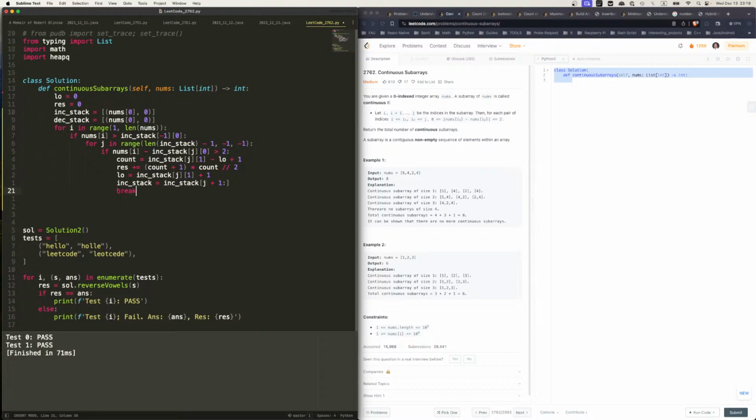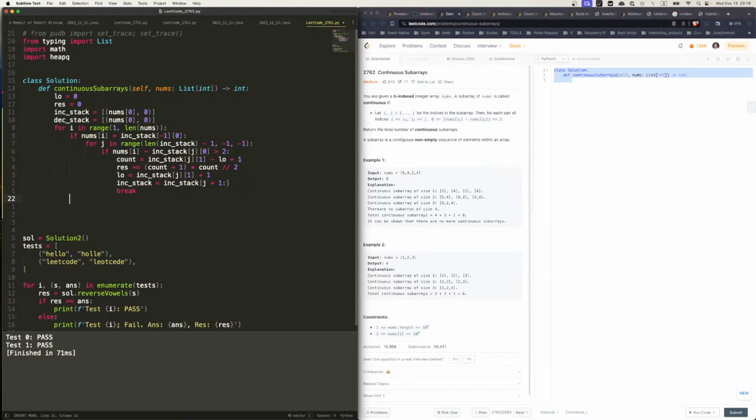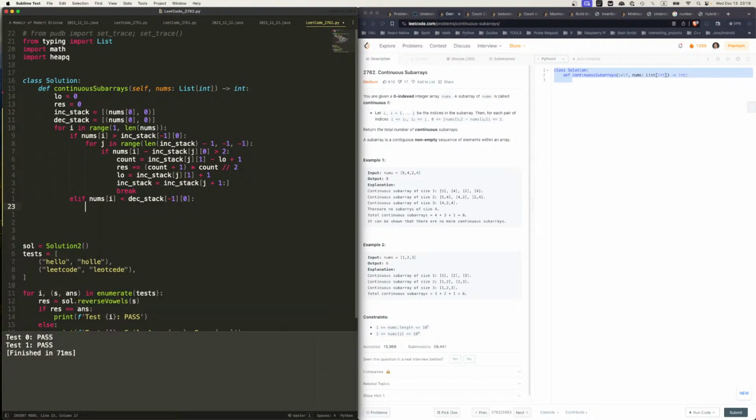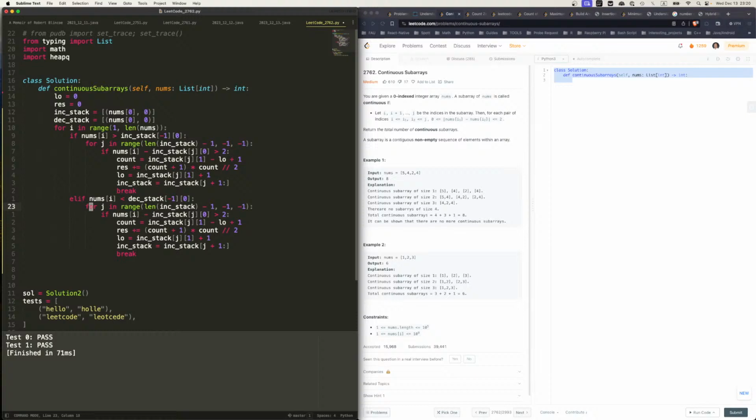Done, right? And if we go through the whole stack and none of them is bigger than 2, that's good, right? We don't have to do anything. So that's that. We just go through them and we say elif nums[i] is smaller than decreasing stack[-1][0]. So this is too small. So again, we use almost the same logic. So we will just copy this and make some changes.